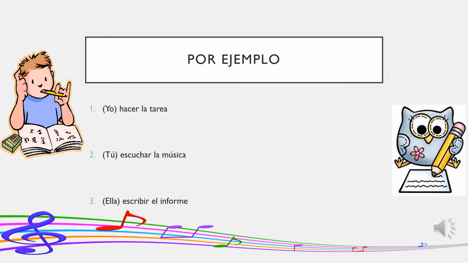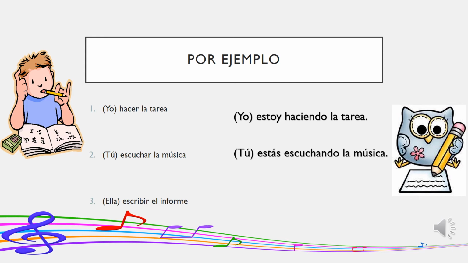So for number one, it would be yo estoy haciendo la tarea. I am doing the homework. For number two, tú estás escuchando la música. You are listening to music. Number three, ella está escribiendo el informe. She is writing the report.